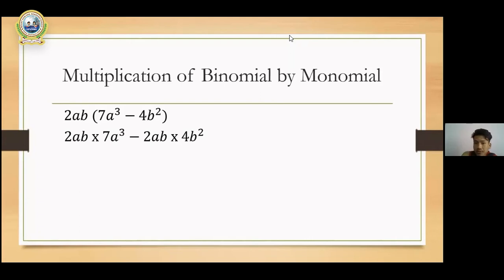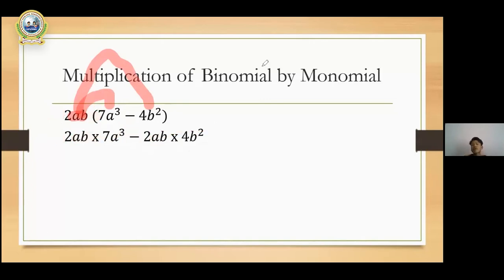So 2ab has to multiply 7a cube and 4b square, each in turn, individually. So we have to give 2ab to both, but we have to multiply the sign first. So plus gives us plus, and 2ab multiplied 7a cube. This is done. Now for the second one, plus minus gives us minus. Now 2ab multiplied 4b square. Means 2ab multiplies both terms individually, which we just did.